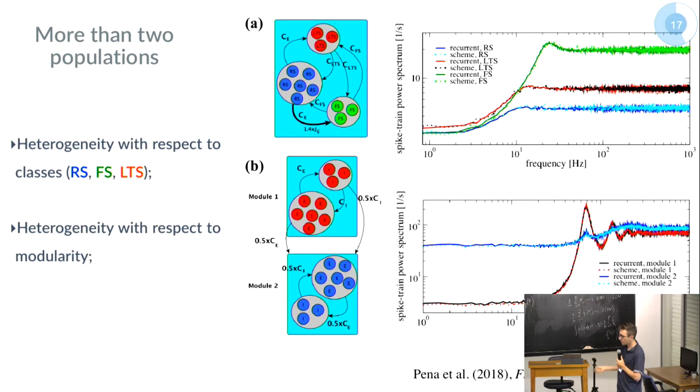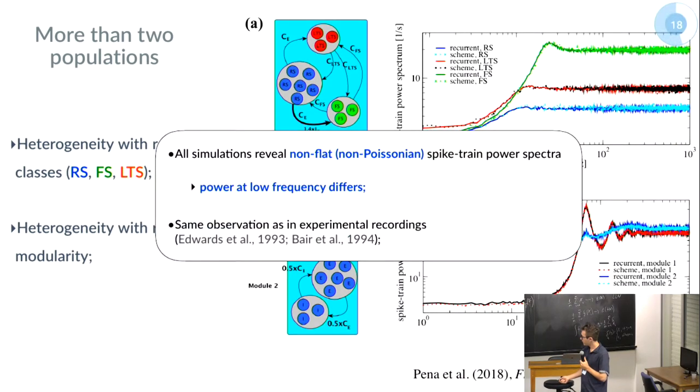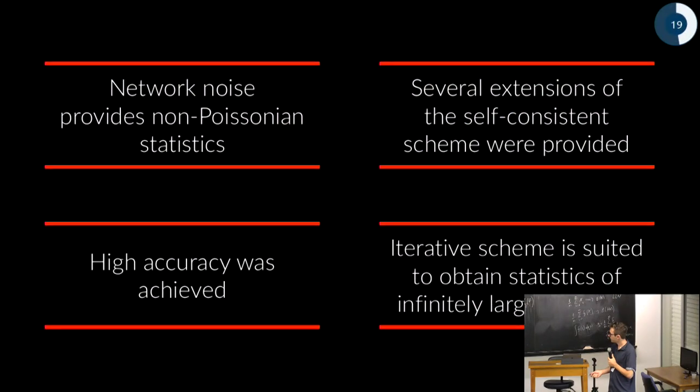We have also worked with some more heterogeneous networks, and with a few extensions, we can capture the same network noise, for example, with different populations and different models. So for this work, I guess the take-home message is that there is a network noise which is by far non-Poissonian. You can see here that the power spectrum of the spike trains is not flat, which is the same as observed in experimental setups. Okay, so this is just a summary of this work. Network noise is non-Poissonian, and we get this by using this iterative self-consistent scheme with very high accuracy.